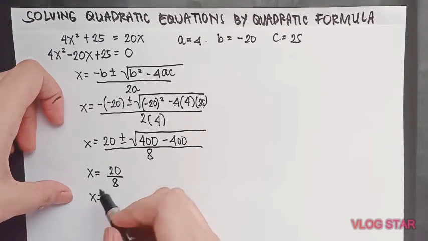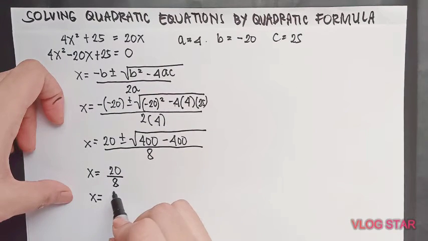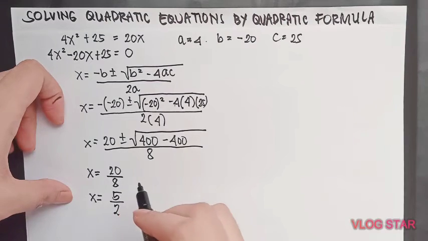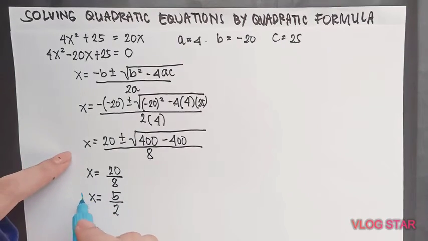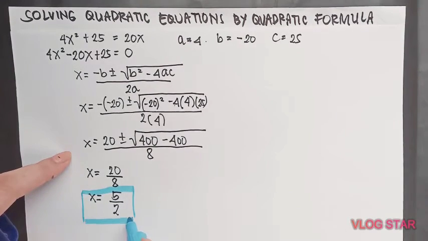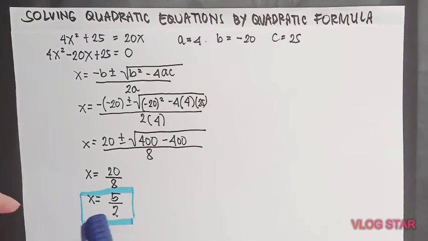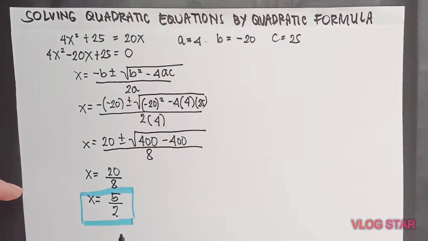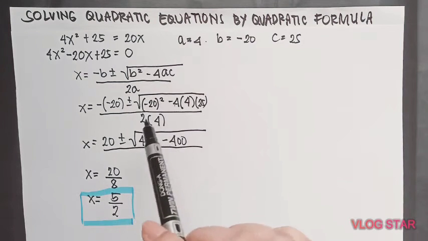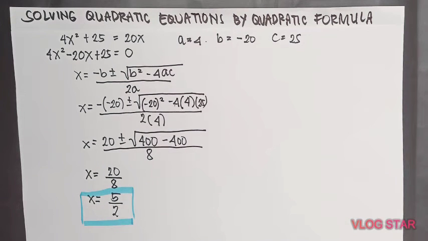So x now is equal to, let us simplify this, 5 halves. Therefore, the value of x is 5 halves. So if you'll notice, we only have one value for x. It means that this equation has only one solution. Or if we're going to graph this equation, the graph will only touch the x-axis once. Okay, and we're going to discuss that on the following days. So again, the solution to our equation is 5 halves.